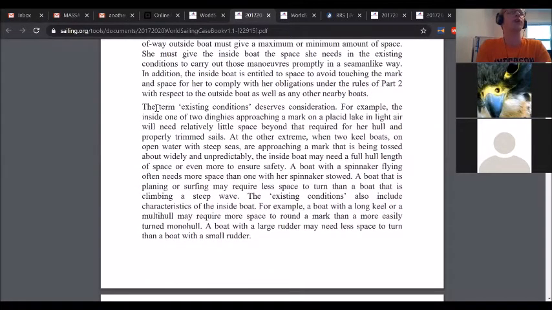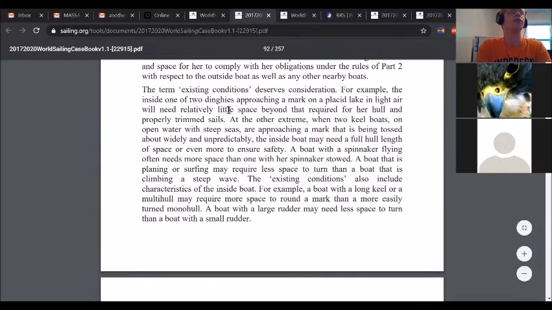So here's where it does have to get subjective, and we can't just put a measurement in, because we sail in all sorts of different conditions, all sorts of different types of waves or flat water, all sorts of different types of wind, and sometimes there's current. So just kind of reading through this.